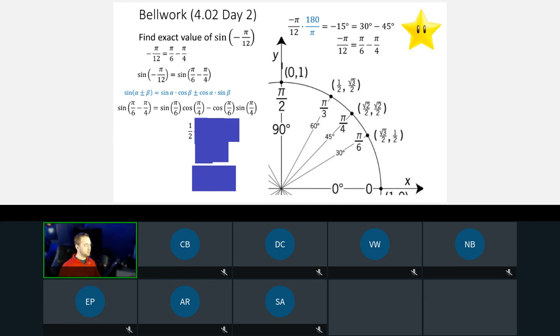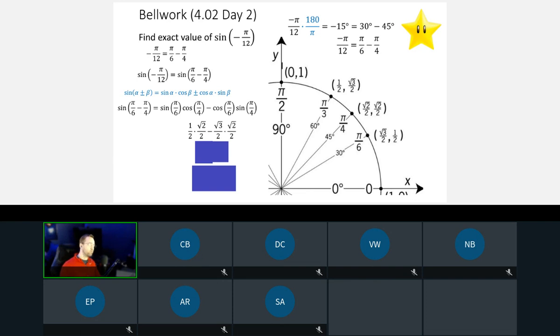Cosine, that's the x value at pi over 4. Well, that value is rad 2 over 2. Minus cosine, so the x value at pi over 6, that's going to be rad 3 over 2. And then sine is y. The y value at pi over 4 gives us this. So it's just picking right from the unit circle.